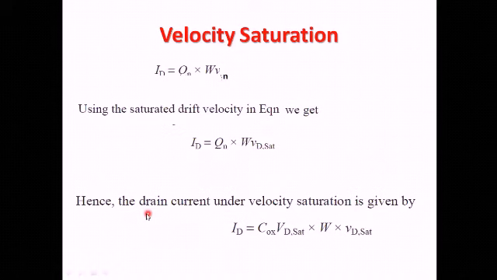Hence the drain current under velocity saturation is given by ID is equal to C of OX, V of D of saturation into W into V desaturation. This is the drain current under velocity saturation. This one is important. Now we have finished the short channel effects. Now we will go to the narrow channel effects.